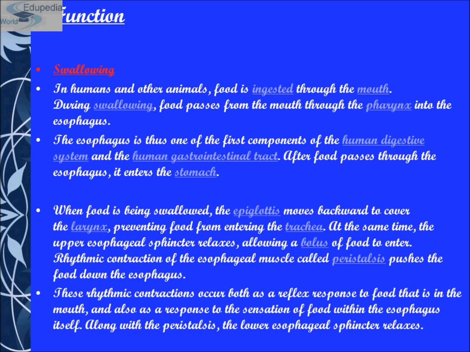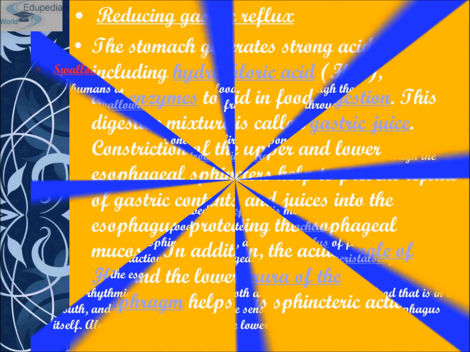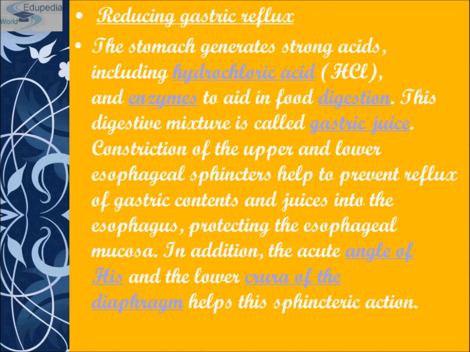Now the second function of the esophagus is reducing gastric reflux. Gastric means stomach. Okay? The stomach generates strong acids including hydrochloric acid, that is HCl, and the enzymes to aid in food digestion. This digestive mixture is called gastric juice.